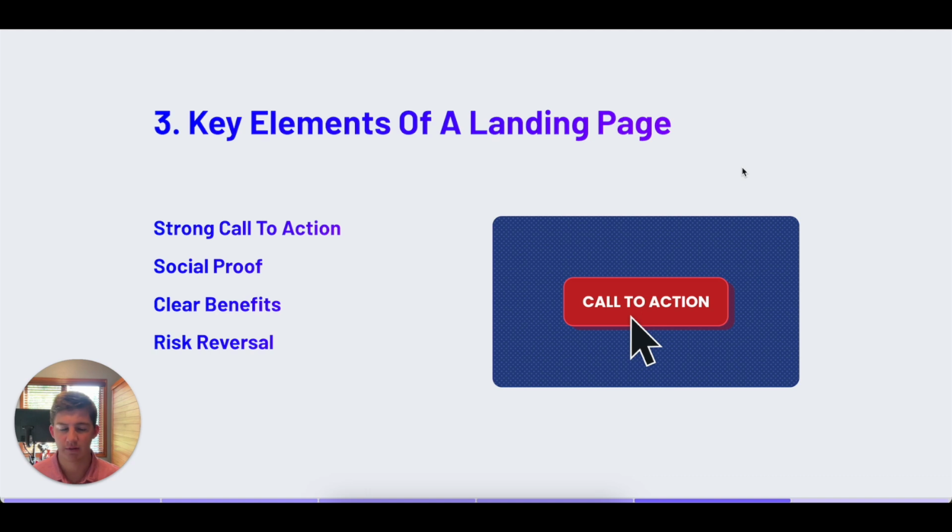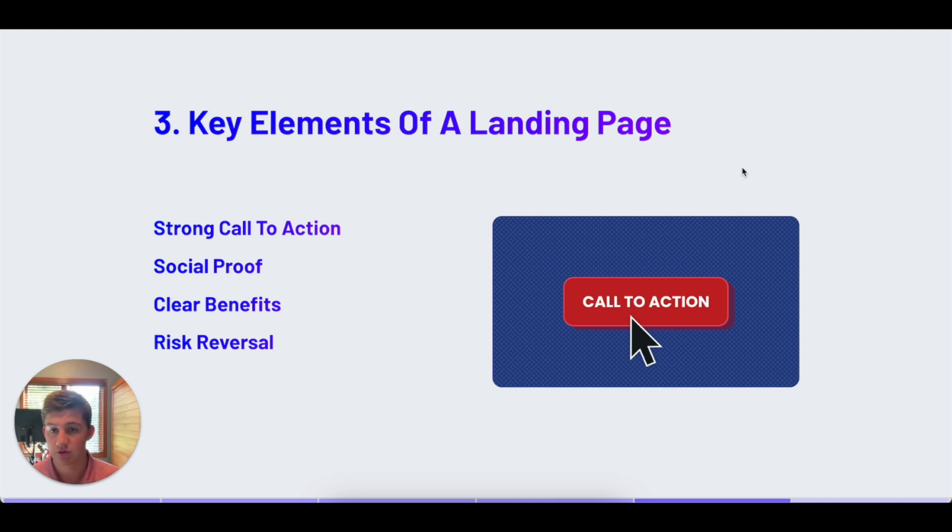Three, clear benefits. You can speak directly to the potential client about what this is going to get for them. So if you're talking about a patio, you can say beautiful stonework, host your friends in your backyard, things like that, benefits that truly speak to the potential client. That's what they want to be able to see on the landing page.